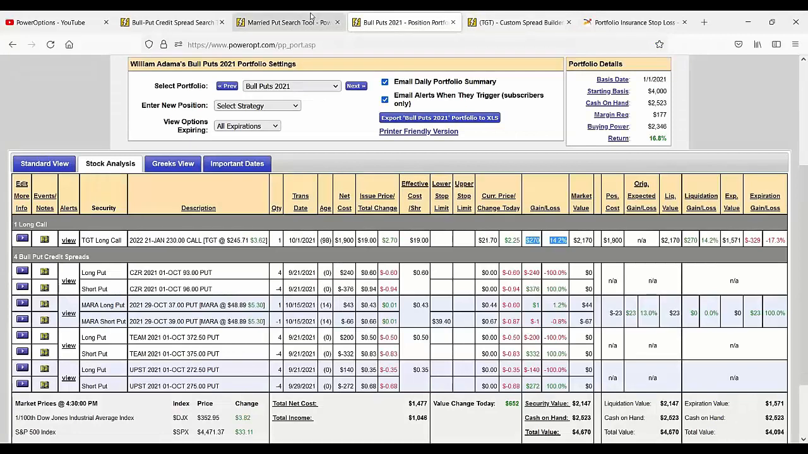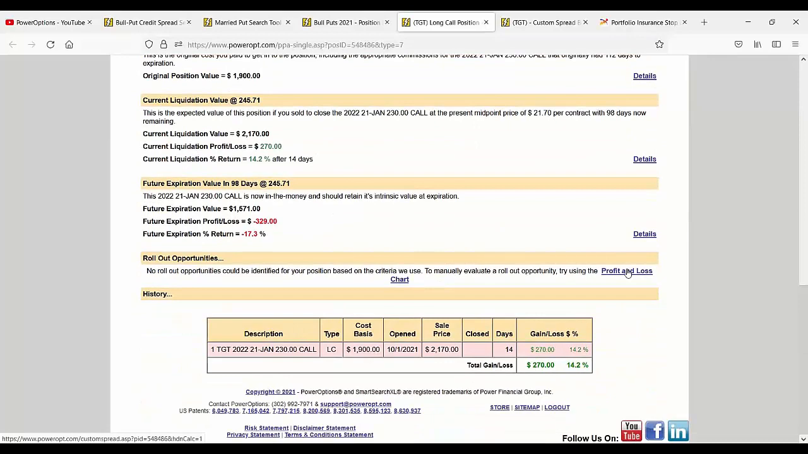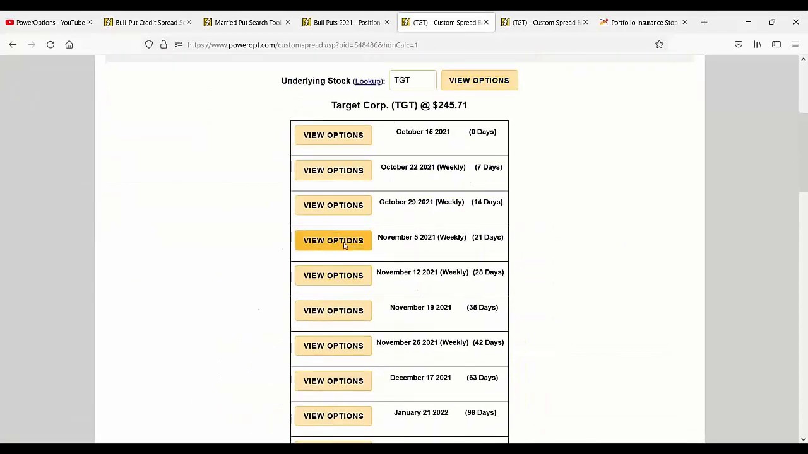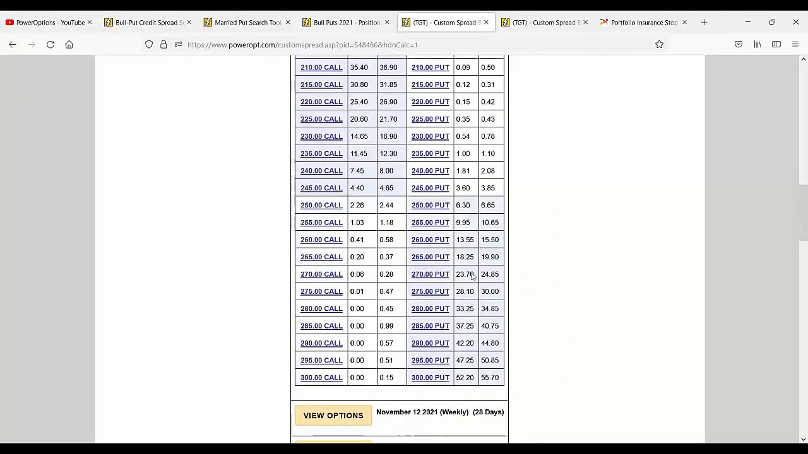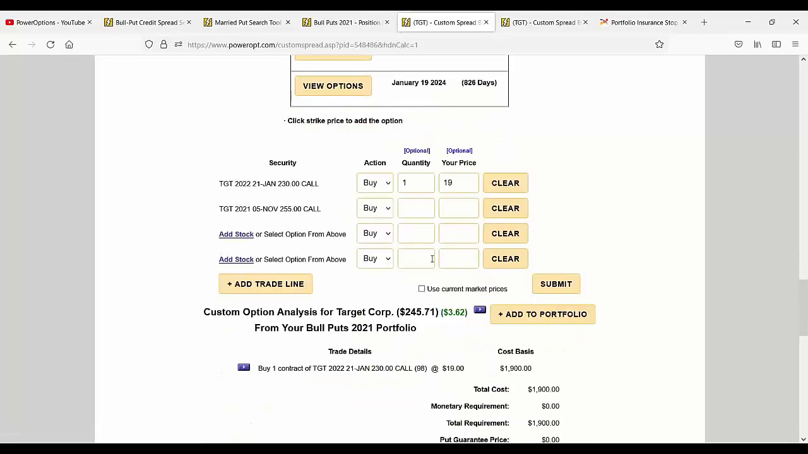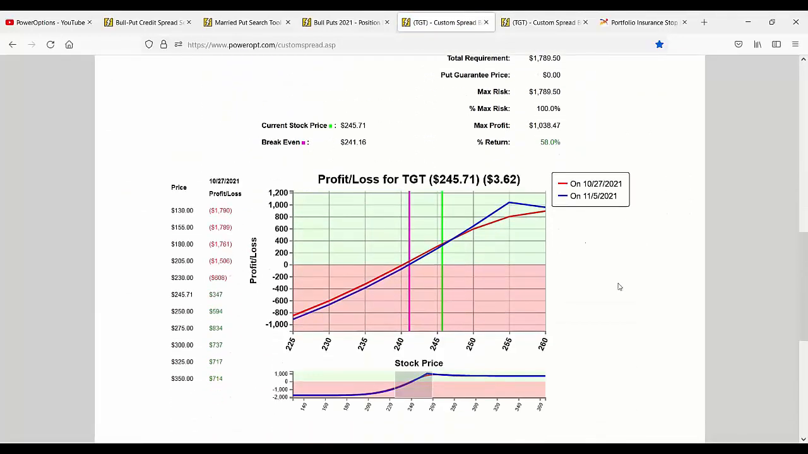You're in the position analysis view for TGT. And you don't see any rollout opportunities. Click on profit and loss chart, and then we can check the expiration that we want. Let's go to November 5th. Remember the 5th of November. And you can see the different strikes. Say, what would the 255 call give me a little bit more oomph, not as much profit, but give me a little bit more upside. Let me sell that against it. Okay, what do I get here? All right, we get our new profit and loss chart.